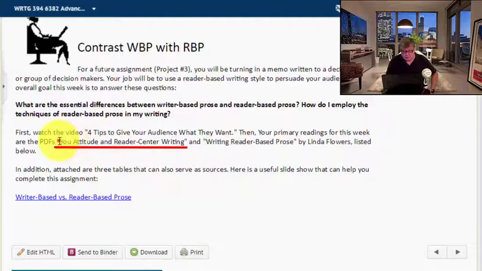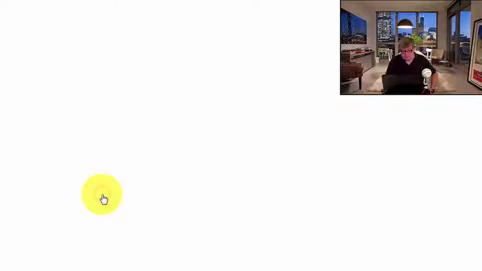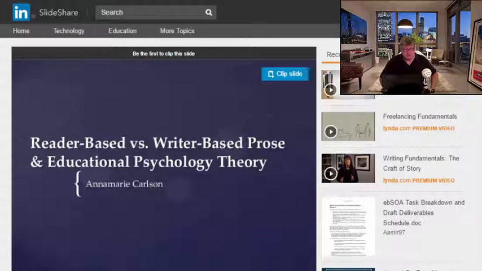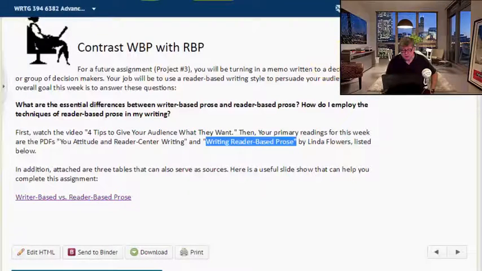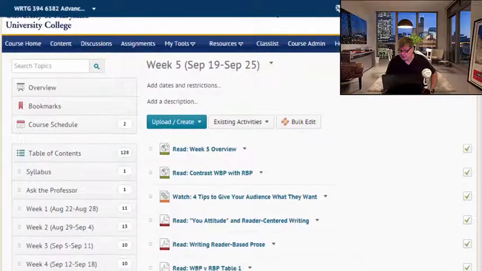But also you have some readings, and the first reading is the U attitude and reader-centered writing. The U attitude is very important for reader-centered writing. And then you're going to read a PDF by Linda Flowers called Writing Reader-Based Prose. And also there is a good website here, a SlideShare actually, that is also good, provides a good introduction to reader-based prose versus writer-based prose. So take advantage of those resources, get those differences in your head.